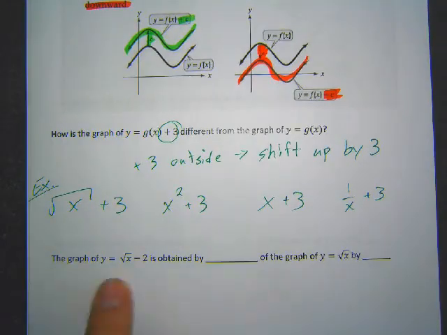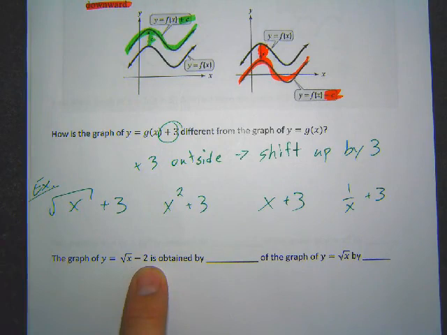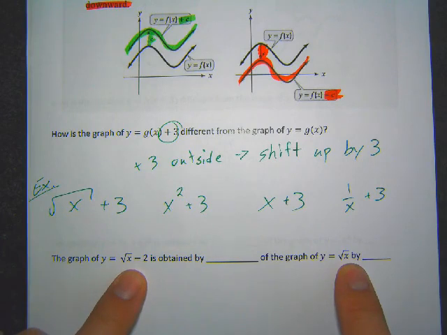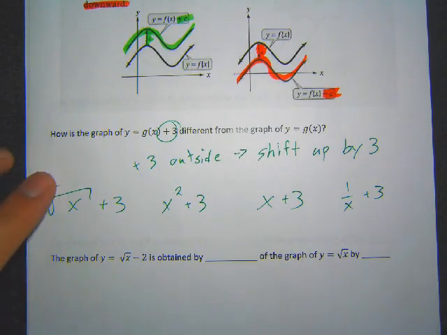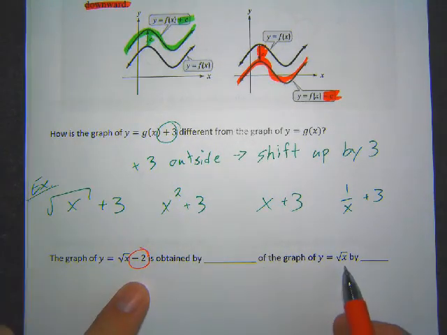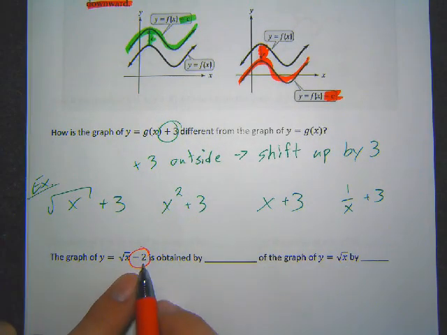Next one. The graph of y equals square root of x minus 2 is obtained by doing what to the graph of y equals square root of x? So we started with square root of x. You look at this, of course, the thing you're always looking for is what's the difference? What's changed? Well, the change here is they put in a -2, right? That's the difference. You put in that -2.